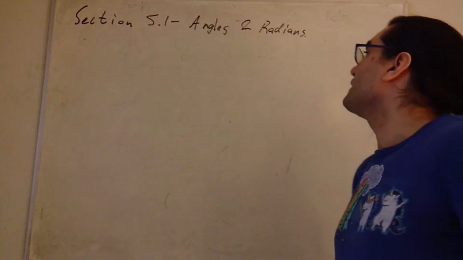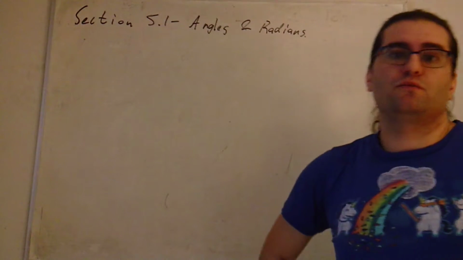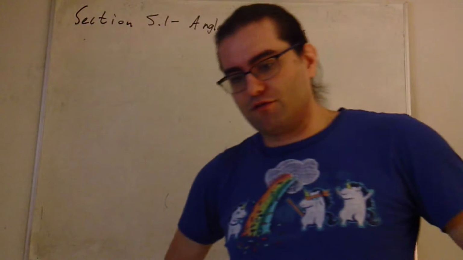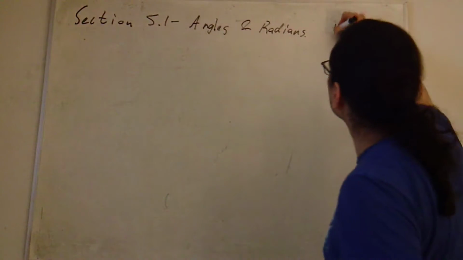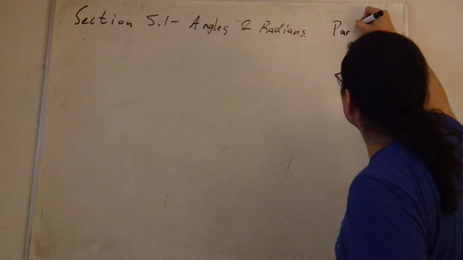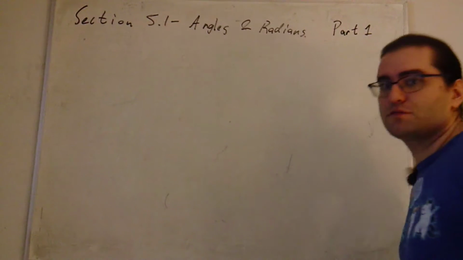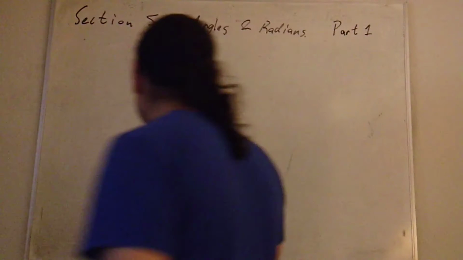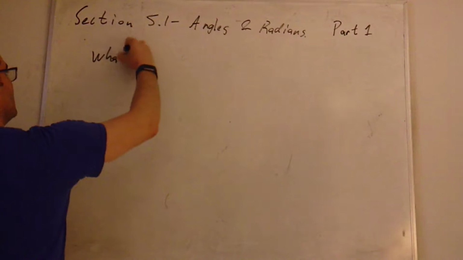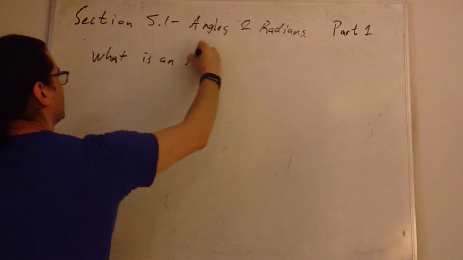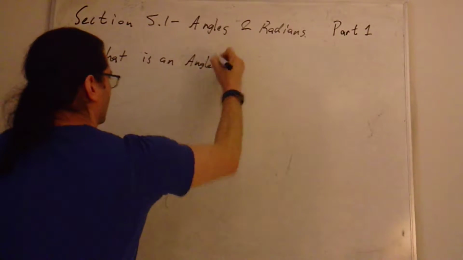Today we're talking about section 5.1. We are leaving functions behind for a little while. We're going to talk about angles and radians. So this will probably be a few videos, so we'll call this part 1. If we're going to talk about angles and radians, the first thing we need to ask ourselves is, what is an angle?